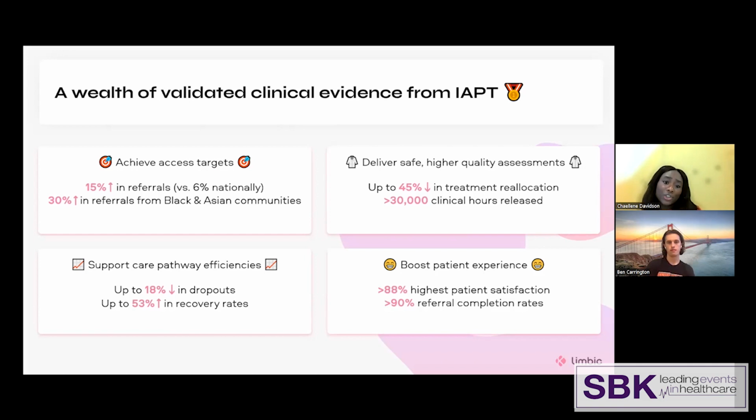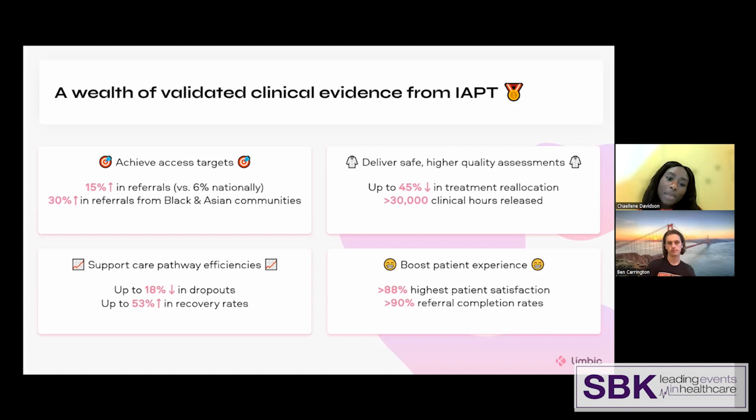The example here shows the fact that in one service, they saw 30% more referrals from their BAME ethnicities when using Limbic compared to other referral sources. The second area of impact relates to the quality of the assessment. We saw a 45% decrease in treatment reallocation, and I'm referring to step up and step downs there, which means that we're supporting services to get people into the right treatment pathway first time.